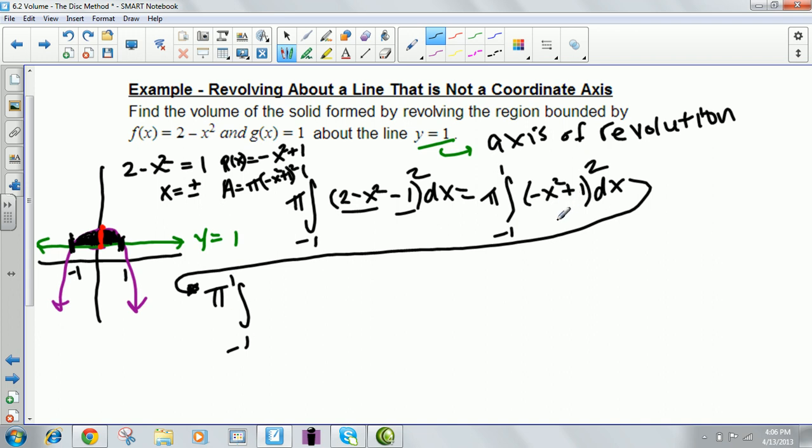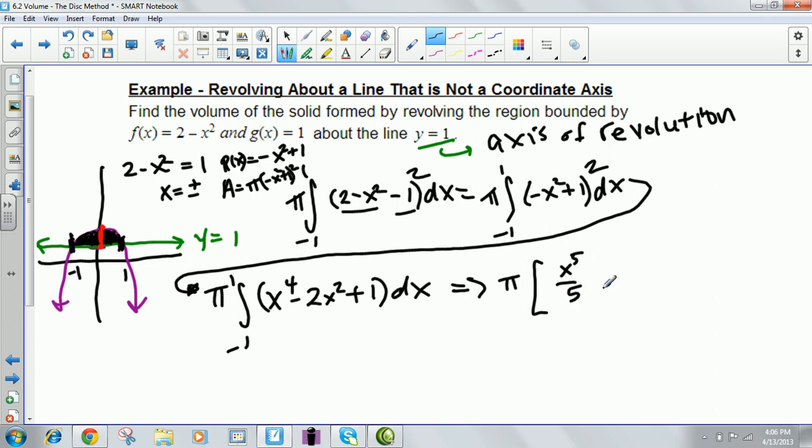When we integrate this, you can't use U substitution. It's not an inverse trig property or anything. You just straight up have to multiply it out. And when you multiply it out, you end up with x to the 4th minus 2x squared plus 1 times dx. Now we can integrate that, so it's going to be pi times x to the 5th over 5 minus 2x to the 3rd over 3 plus x.